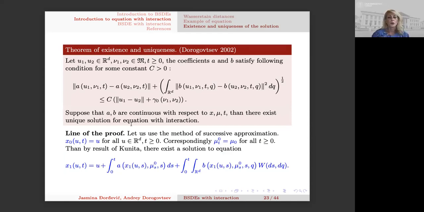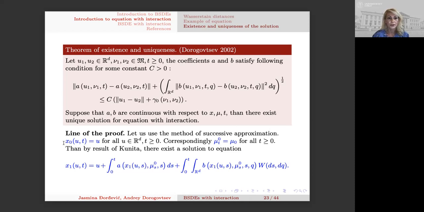The theorem is proved under the condition that, first of all, coefficients A and B are continuous with respect to x, mu, and t, and they satisfy some version of the Lipschitz condition with respect to the Wasserstein distance of order 0. So for any u1, u2 from R^d and any two measures from M, this inequality holds for coefficients A and B. If this holds, then there exists a unique solution of the equation with interaction.